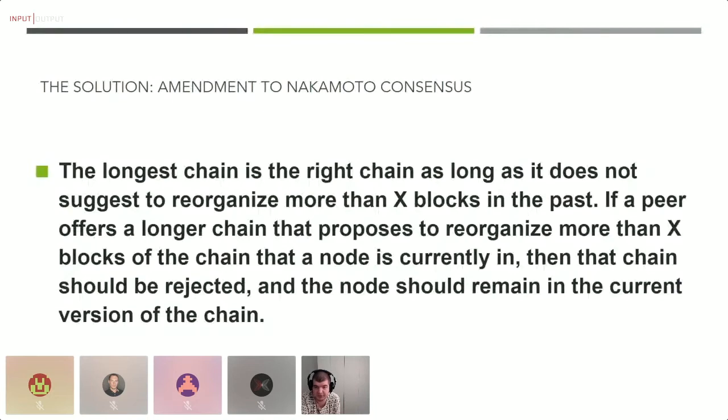I'll just read this off. The longest chain is the right chain as long as it does not suggest to reorganize more than X blocks in the past. If a peer offers a longer chain that proposes to reorganize more than X blocks that a node is currently in, then that chain should be rejected and the node should remain in the current version of the chain. So what this proposes is that, say, there shouldn't be a reorganization deeper than 100 blocks.